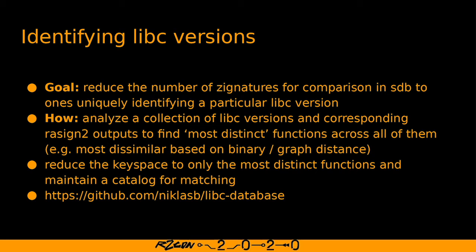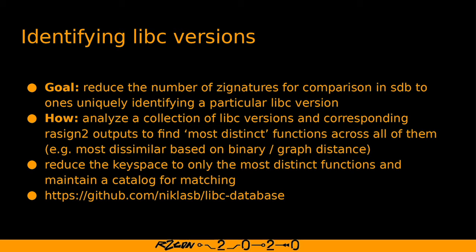I wanted to help Dennis make this problem computationally tractable, and one of the ways of doing so is to look at the functions that are most distinct to a particular version of libc, allowing you to pinpoint which functions change the most. One particular approach is to pairwise compare functions across all versions and determine which ones are most dissimilar, based, for instance, on Levenshtein. Because you can pre-compute these ahead of time, you reduce the key space and only focus on the functions that are distinct for matching purposes.